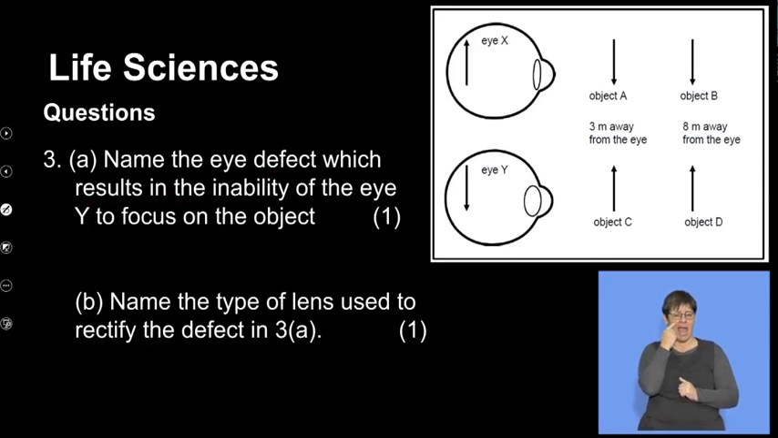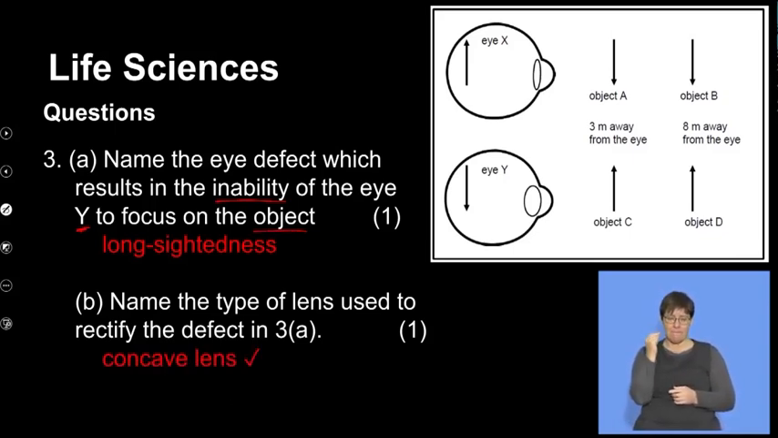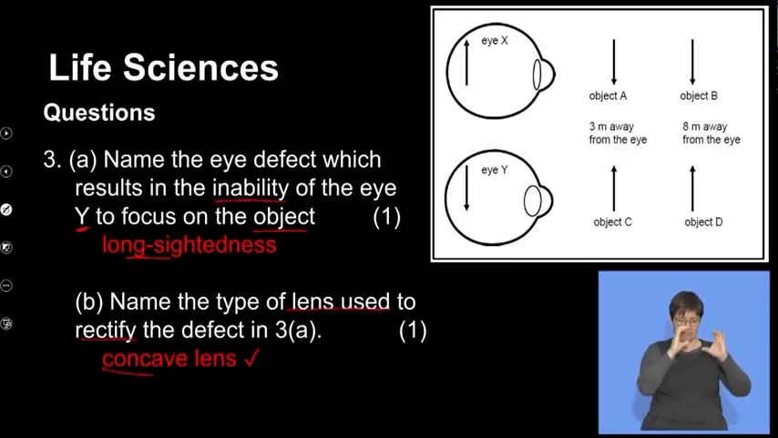Name the eye defect which results in the inability of the eye to focus. The inability of eye Y to focus on the object. So we're looking at that defect as long-sightedness. Then it says, name the type of lens used to rectify this challenge of long-sightedness. So you use the concave lens.